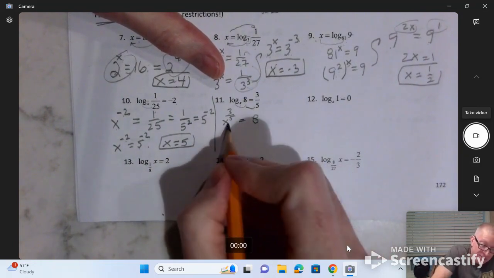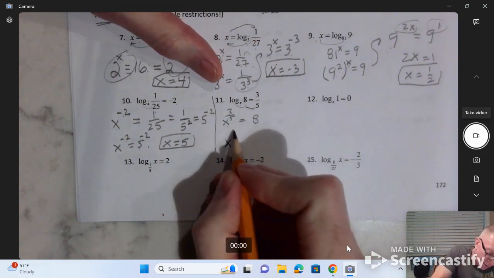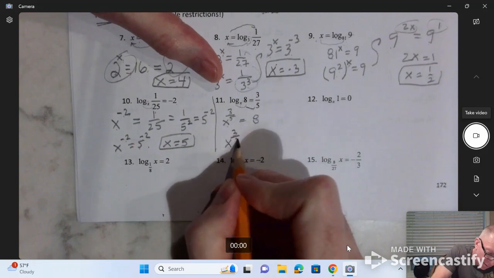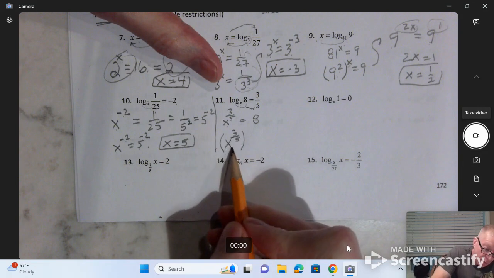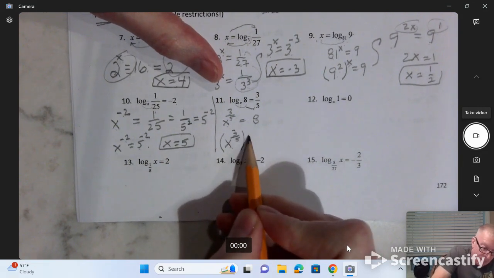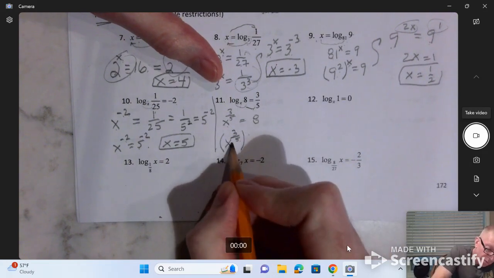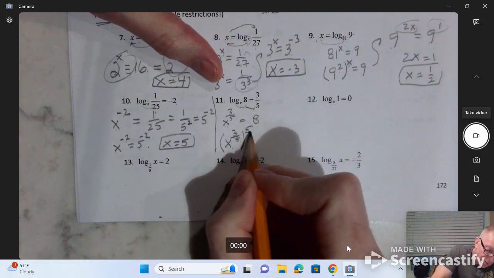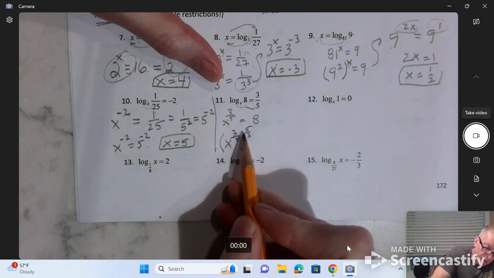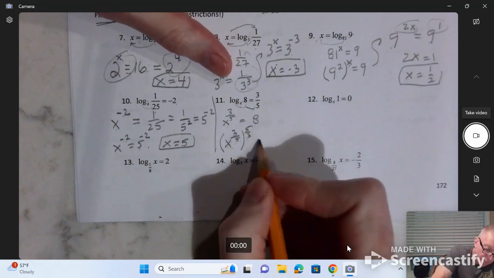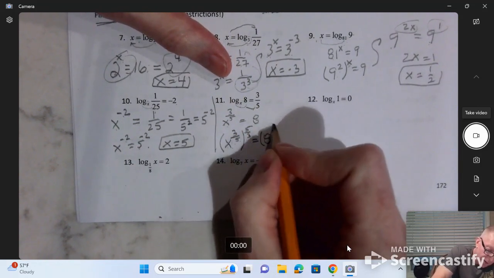So I can take both sides of this equation and raise them both to the 5/3. Remember, when you raise a power to another power, you multiply the exponents. So if I want to raise this to another power, I want to raise it to something where when I multiply the exponents, I'm just going to get 1. So 3/5, if I raise that to the 5/3, I'm going to get x to the first, because 3/5 times 5/3 just gives you 1. And then on this side, I've got 8 raised to the 5/3.